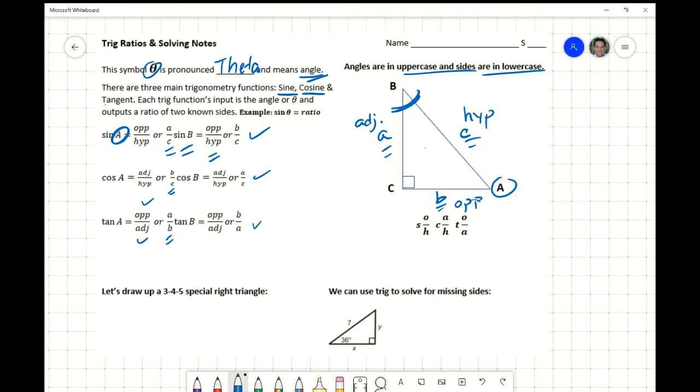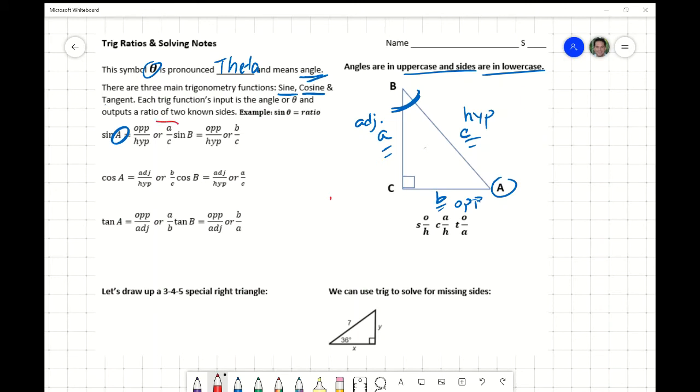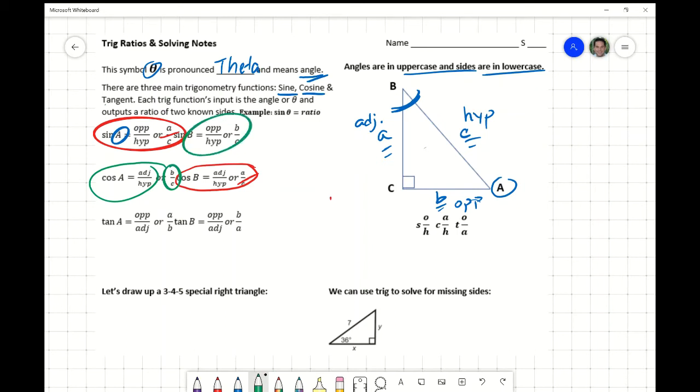Here's one thing that you really want to notice. No matter how many times you set this up and how many right triangles you deal with, you're going to see that, let's do this in red, sine of A is always going to be equal to cosine of B. Look at that. A over C, A over C. It's always going to be equal to that right there. Doing this in green, we're going to see that cosine of A, B over C, is always going to be equal to sine of B.